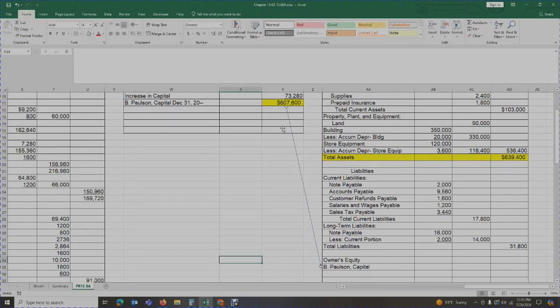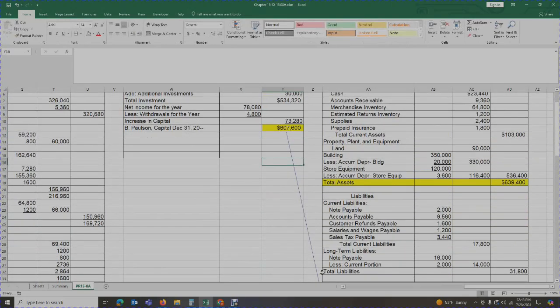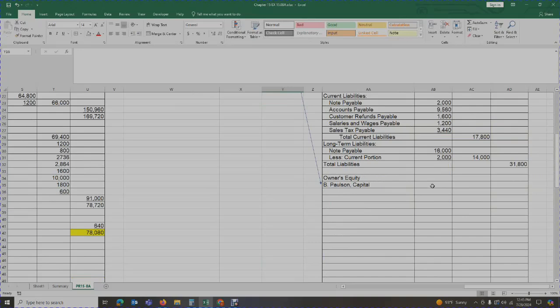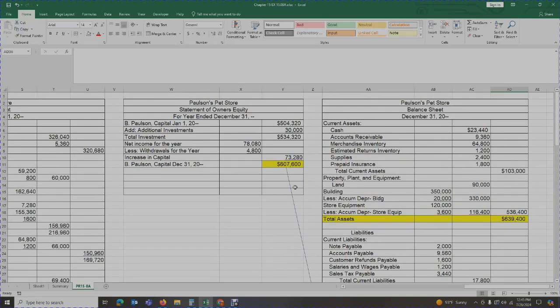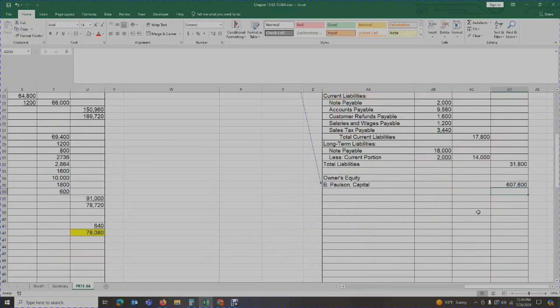That last number you calculated, the ending capital, is going to flow down here. So whatever you calculated on your statement of owner's equity, bring that number down to the owner's equity section, and that number was $607,600. We don't have to calculate anything. We've already calculated it up here. So we just bring that number down to our owner's equity section. Now let me just center this a little bit.